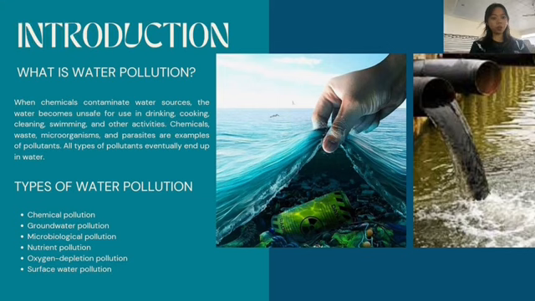So, what is water pollution? Generally, water pollution is when chemicals contaminate water sources, and the water becomes unsafe for use in drinks, cooking, cleaning, swimming, and other activities. Chemicals, waste, microorganisms, and parasites are examples of pollutants. All types of pollutants eventually end up in water. There are various types of water pollution, which are chemical pollution, groundwater pollution, microbiological pollution, nutrient pollution, oxygen depletion pollution, and lastly, surface water pollution.